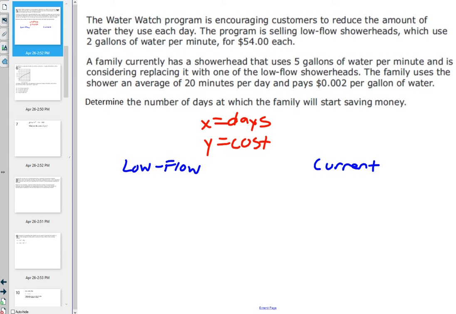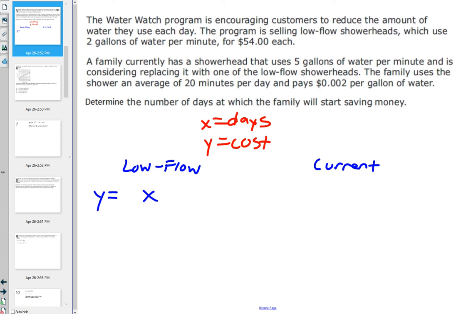So right now, the cost of the low flow per day. Now, they're showering for 20 minutes. And the low flow uses cost per day. I think there's an easier way to write this, but try to follow me here. Because I guess we could also do a dimensional analysis, but that might make things even harder to understand. So just try to look.